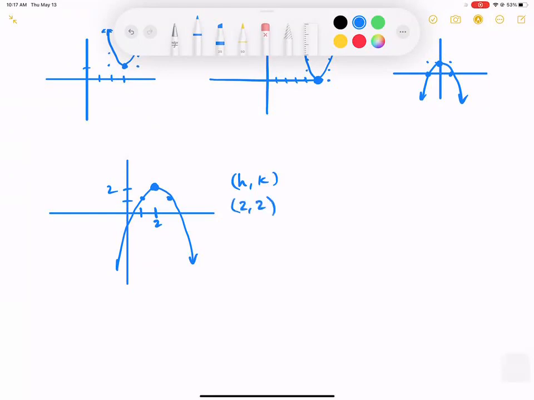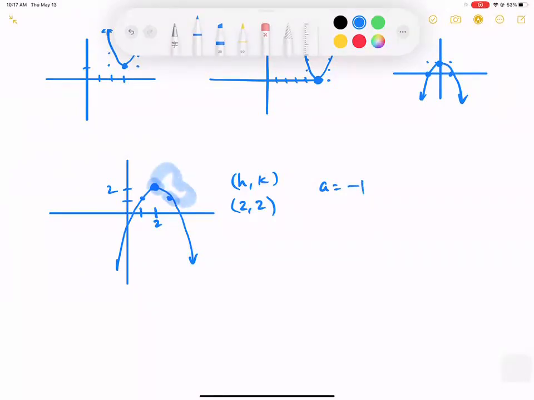That's my vertex. Now what's the a value? This one's a little harder, but you can count. From the vertex, how do I get to my first step point? One step over, one step down. Would you guys be okay with that? One step over, one step down? So it's almost like slope. One step over, one step down is going to be negative 1.